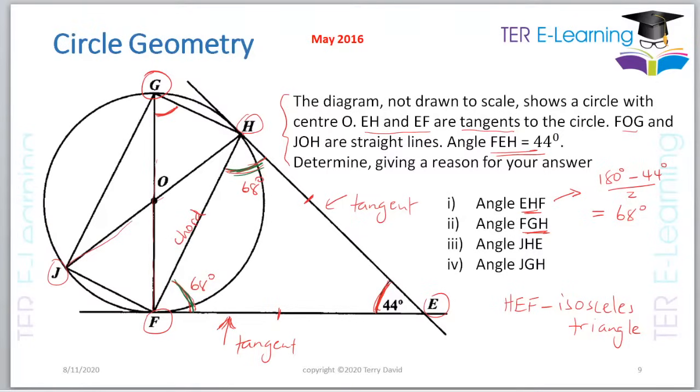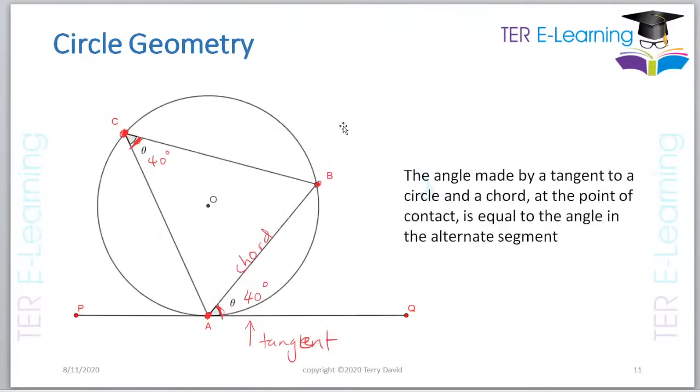So if this is 68 degrees, and I use the points F and H to form an angle on the circumference, it means that this angle here has to be 68 degrees, right? So for part 2, there's actually no working. The answer is 68 degrees, but the reason that you have to give is the one I gave you. You need to know this reason here.